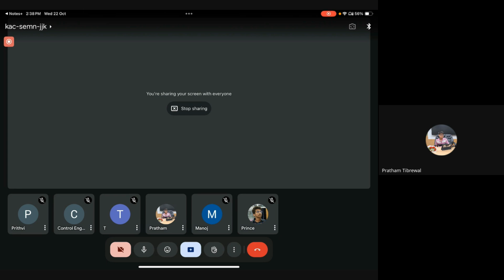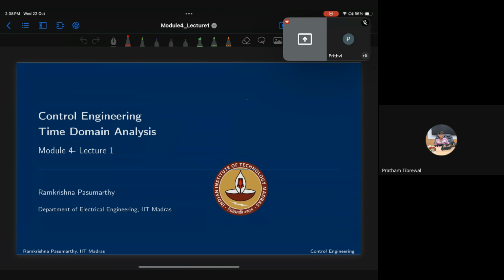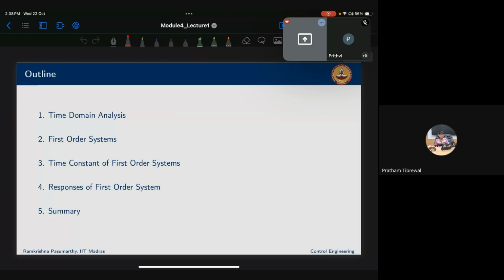Okay, so let me show the slides. So this is week 4 content. Basically, the outline of what we are going to see is mostly the time domain analysis for first order as well as second order systems.